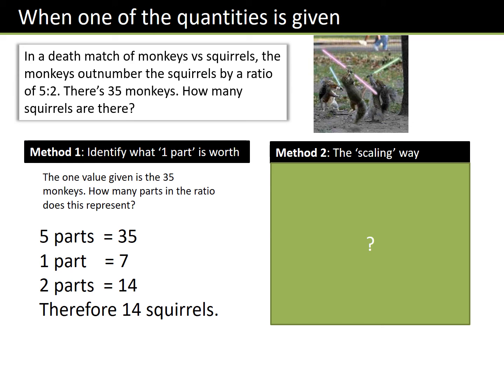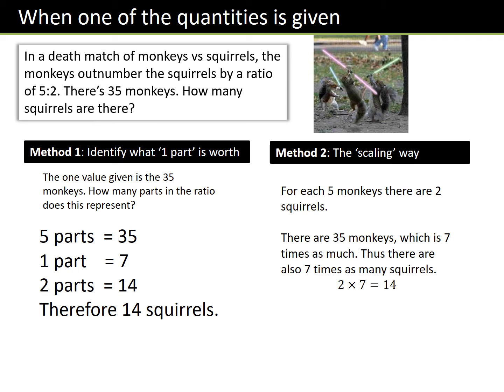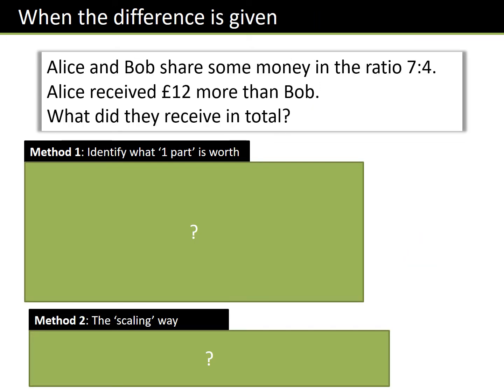Oh well. The scaling way. For each 5 monkeys there are 2 squirrels. There are 35 monkeys, which is 7 times as many. Thus there are 7 times as many squirrels. 2 times 7 is 14. Again, I think I prefer the other one.